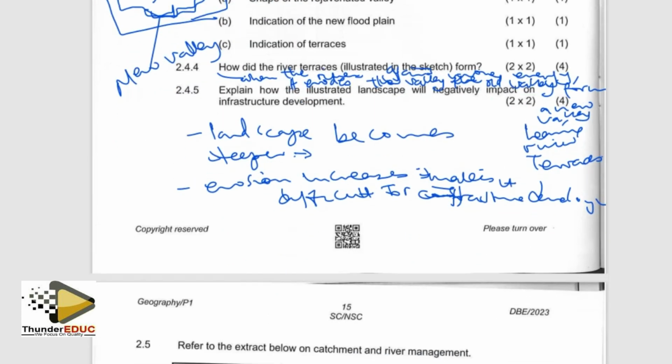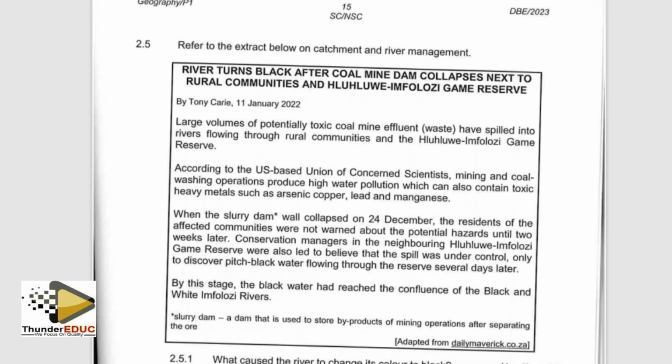We're looking at 2.5. 2.5 is an extract that is given about the river catchment area and river management. So you read it, it talks about the river turns black after coal mine dam collapses next to the rural community in Thululwe, Mfolozi game reserve. So what happens here? Large volumes of potentially toxic coal mine waste have been spilled into the rivers flowing through communities, and Thululwe follows the game reserve.